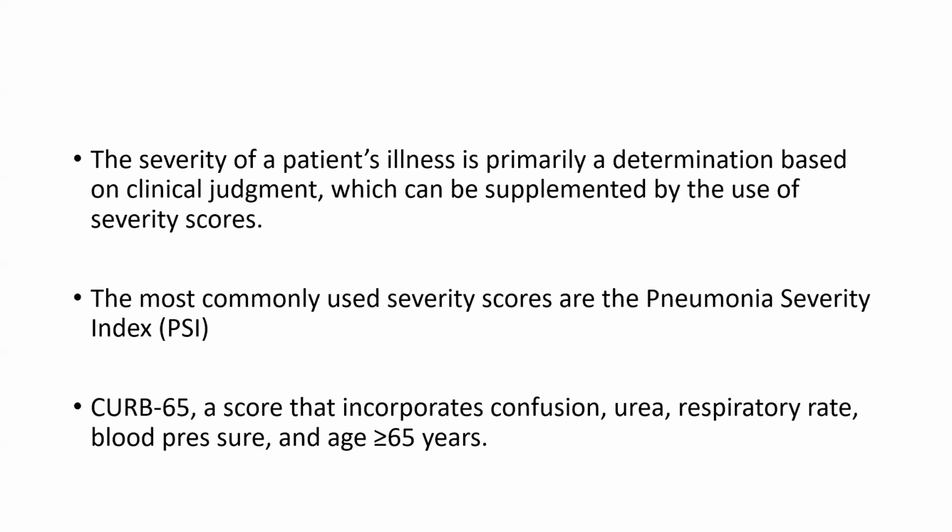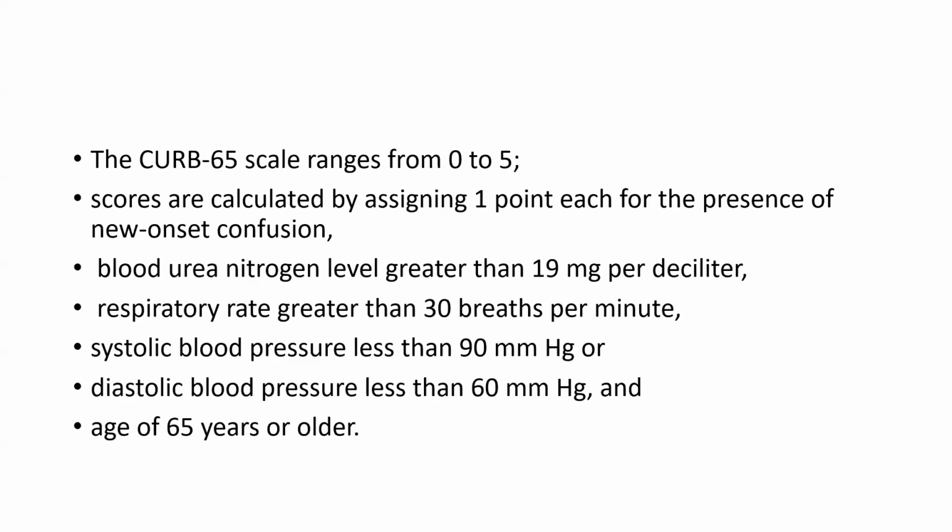So once pneumonia is diagnosed, our next job is to find out how severe the pneumonia is. And to find that out, we have two scoring systems, which are CURB-65 and the Pneumonia Severity Index. So we'll see what CURB-65 is. In CURB-65, the total score ranges from 0 to 5, and one point is given to each component.